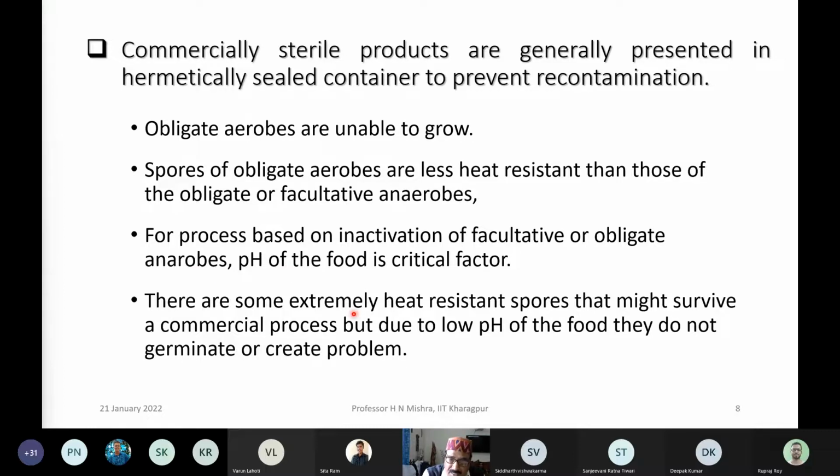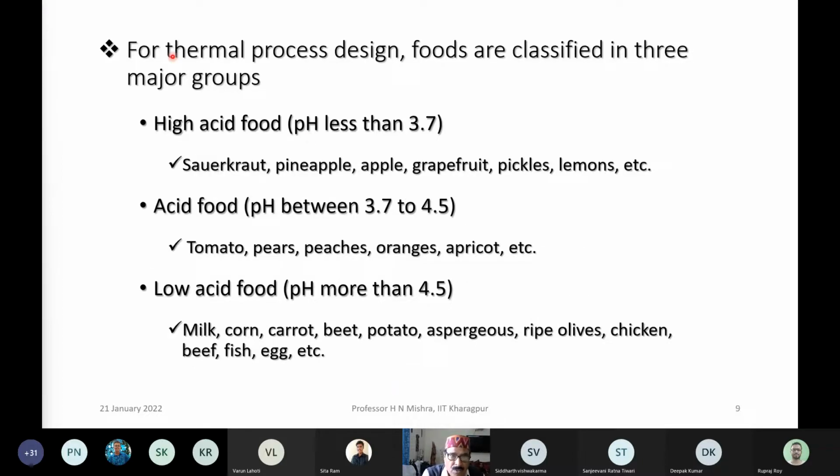There are some extremely heat resistant spores that might survive a commercial process, but due to the low pH of the food, they do not germinate or do not create a problem. They may survive the process, but they may not create the problem. They may not be able to grow. So for the thermal process design, foods are classified into three major groups.